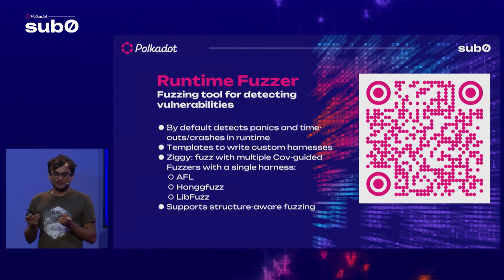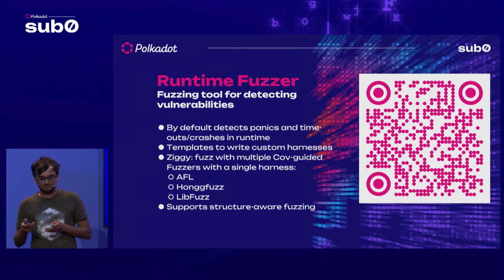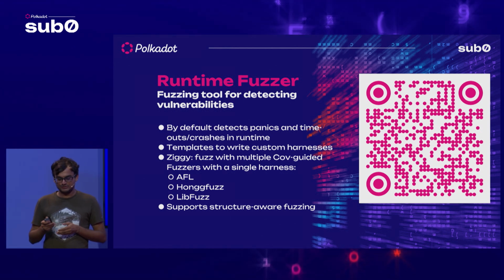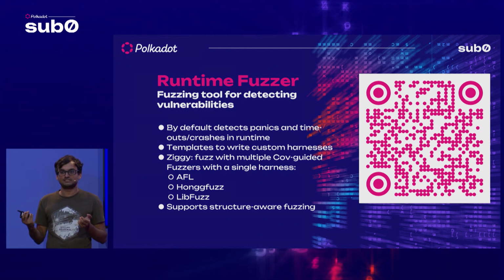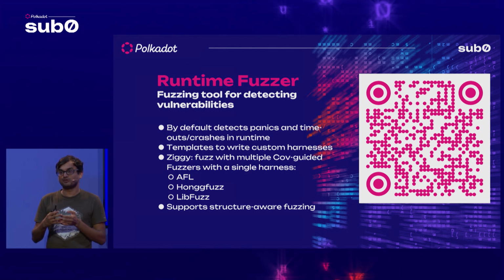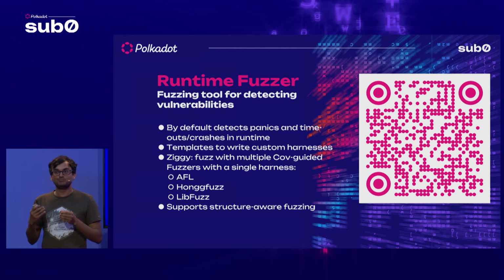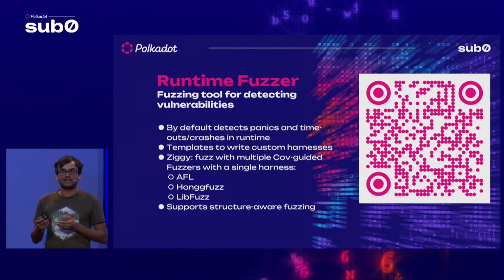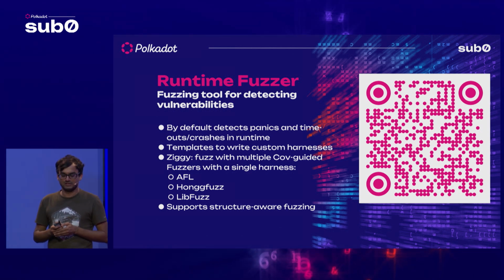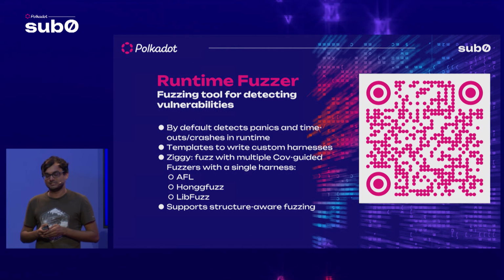So what is it? It's basically a fuzzing tool for detecting vulnerabilities. By default, you can detect panics and timeouts or runtime crashes with it. But of course, you can also write your own custom fuzz harnesses. So you can set up the state, use the fuzzed input for fuzzing the state itself, and then also fuzz the inputs for your extrinsics, and then see if there are some panics happening in the runtime. So basically, panics are the oracle on which you are basing your fuzz tests.